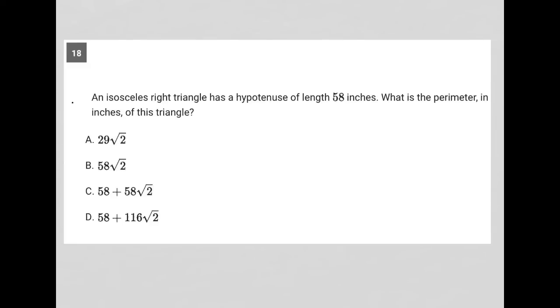So this question says an isosceles right triangle. I'm going to just draw that. I'm going to immediately treat this like a plug-in picture question because I see that it's describing something that can be drawn, but it's not actually drawn. So an isosceles right triangle has a hypotenuse of length 58, so I label that as 58 inches.